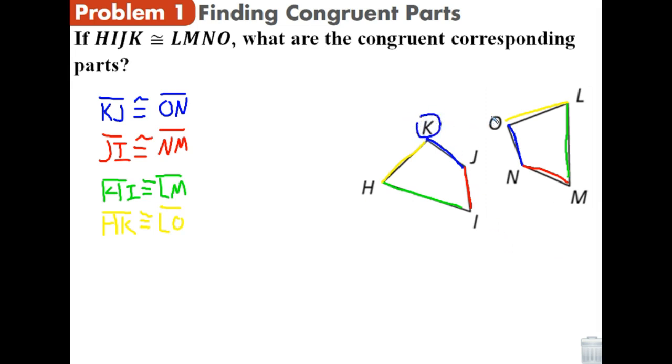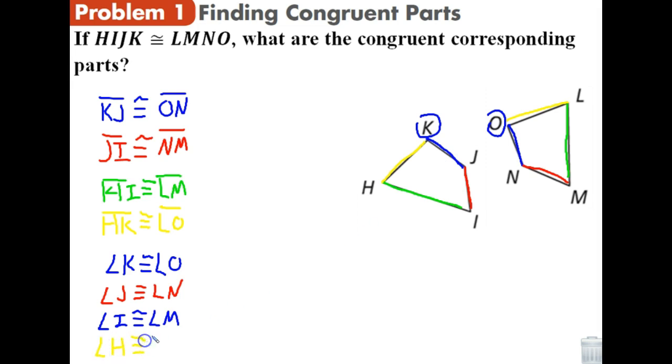We can say angle K is congruent to angle O. We can say that J is congruent to N. We can say I is congruent to M. And finally, angle H and L will be congruent as well. So we can match up those congruent corresponding parts from the picture based on the fact we know these two polygons are congruent.